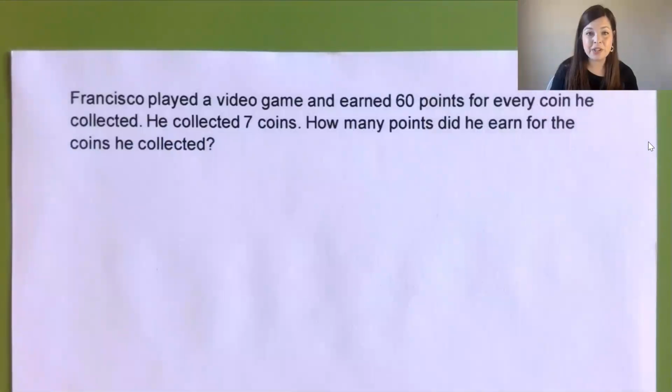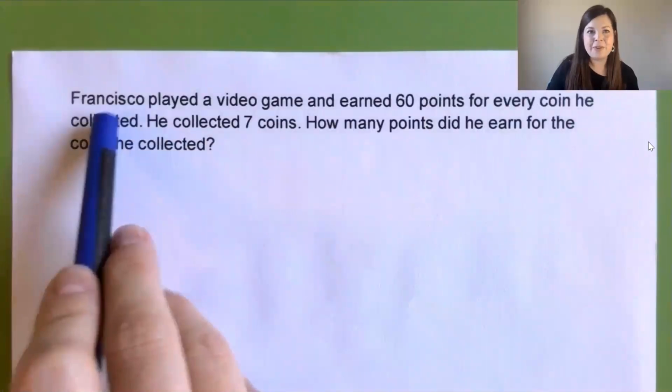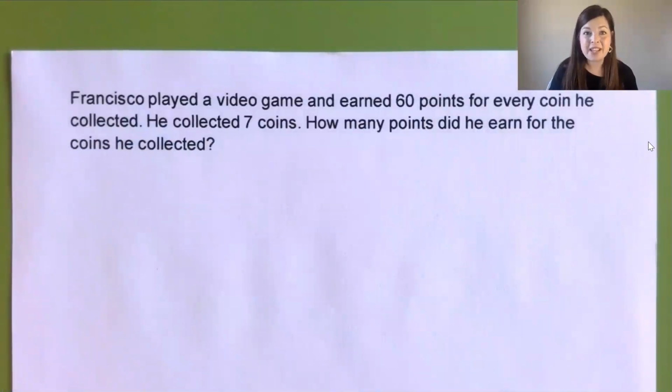Let's apply what we're learning now to solve a word problem. We'll use the RDW process to help us, and we'll start by reading the problem together. Ready? Read. Francisco played a video game and earned 60 points for every coin he collected. He collected 7 coins. How many points did he earn for the coins he collected? Now, pause the video and draw a tape diagram to represent the story. Then when you're done, come back and compare your drawing with mine.